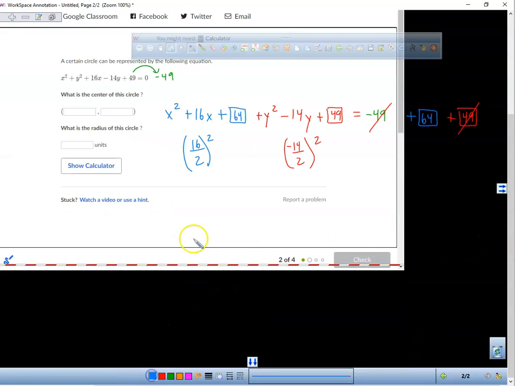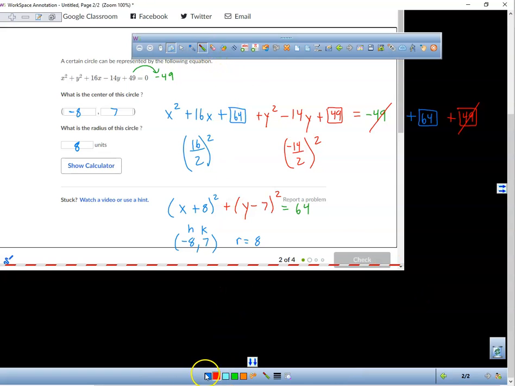So here is your final equation. (x + 8) squared plus (y - 7) squared equals 64. And there's your equation. So what's my h value? Negative 8. What's my k value? Positive 7. That's my h and my k, the center of my circle. And my radius is 8, because the square root of 64 is 8. So I'm going to put an 8 here, a negative 8 there, and a 7 right there.